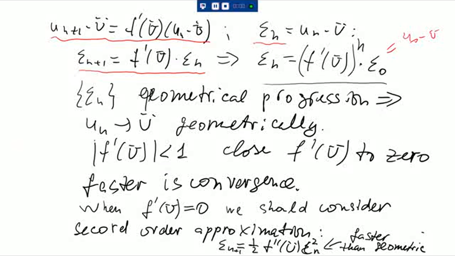This formula for epsilon n tells us that epsilon n is a geometrical progression. If so, un tends to u capital geometrically if this f prime at u capital by absolute value is less than 1, so it's a property of geometrical progression. And we can even state more, that the closer the derivative of f at u capital to 0, the faster is convergence.